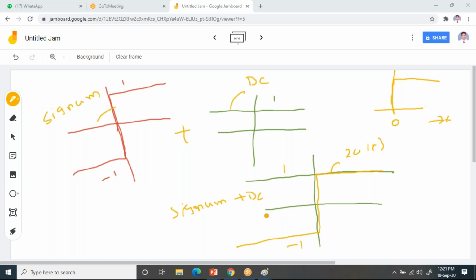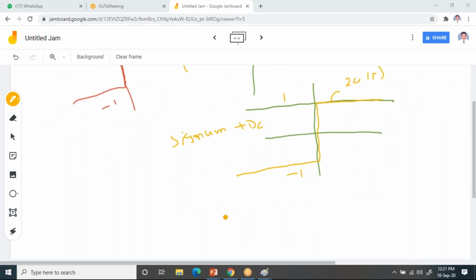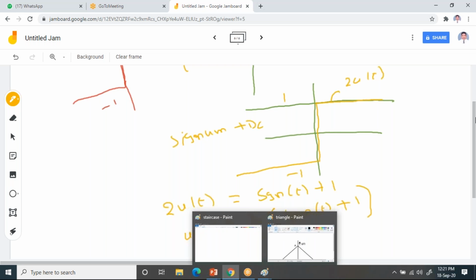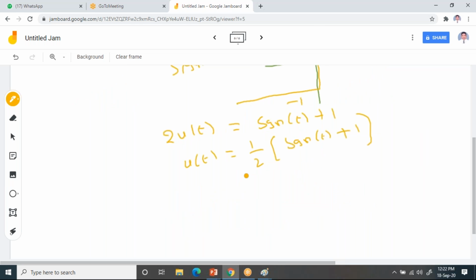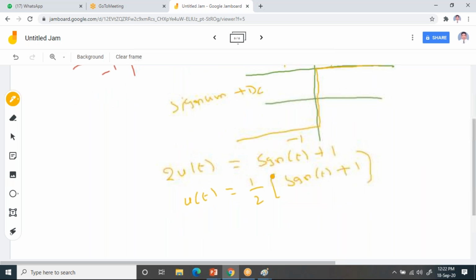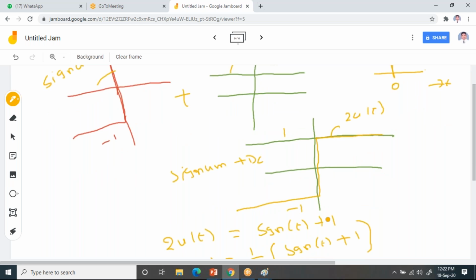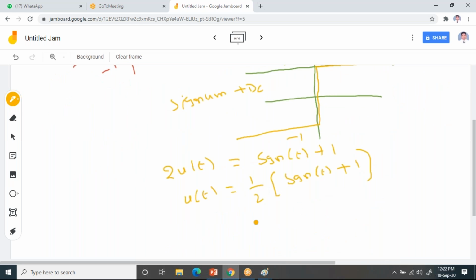So I can write the relation as 2 into u of t is equal to sgn of t plus 1. From this I can say u of t equals 1 by 2 into sgn of t plus 1. Can I write it like this or not? Please unmute yourself. See whether you understood or not. 2u of t equals signum plus DC. DC is 1.